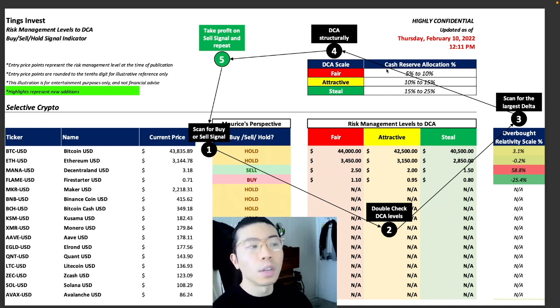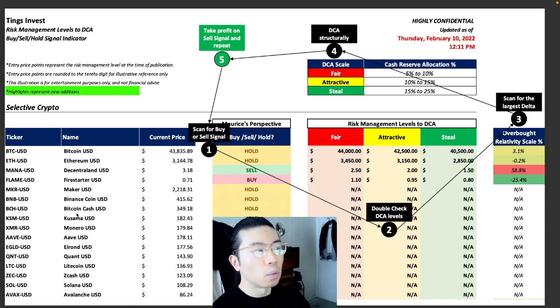If you believe in your fair, psychological perspective that you're willing to allocate 5 to 10%, then go ahead. If you want to allocate 10 to 15% because you believe this is an attractive level, right, then you put in 10 to 15% of your cash reserve. And if it's more of a steal level that you feel relatively bullish on, then you put in 15 to 25%, right?